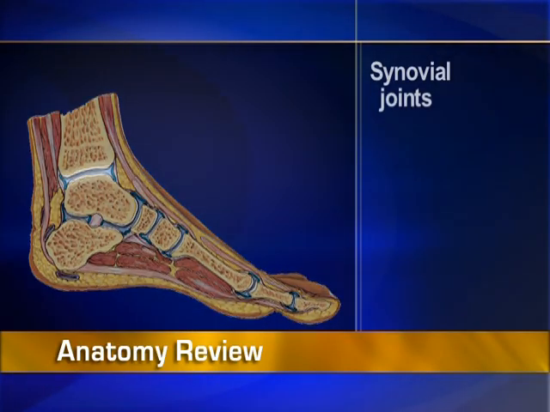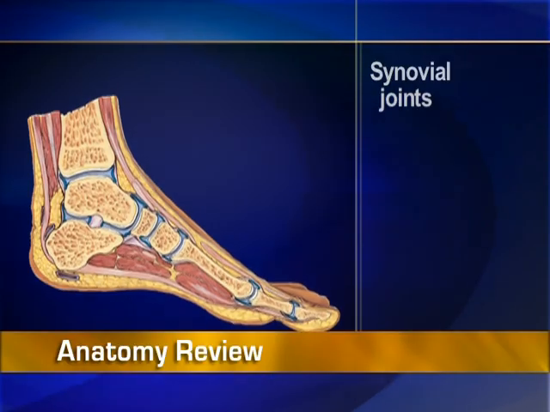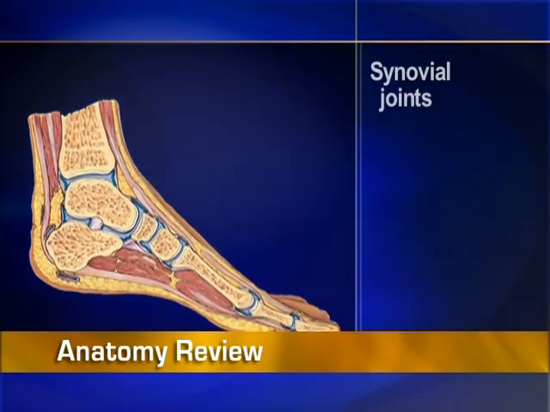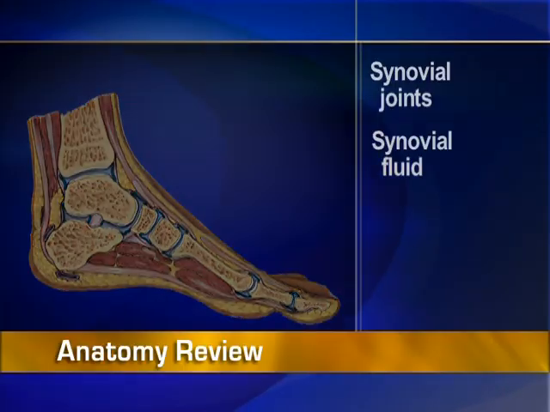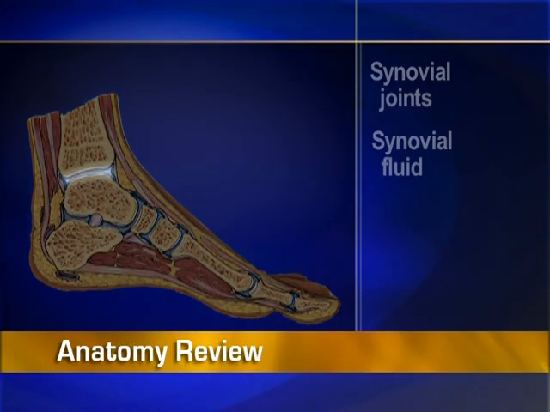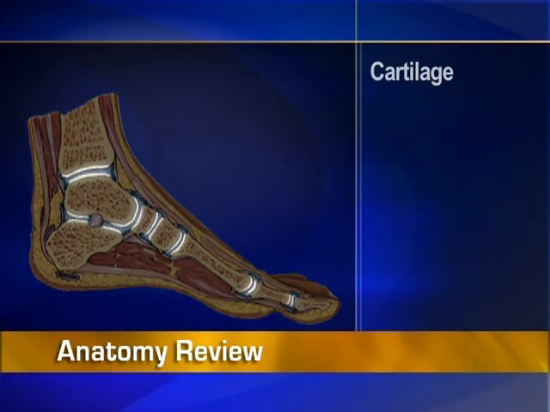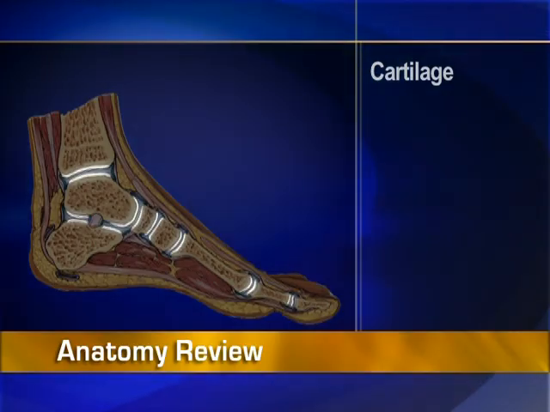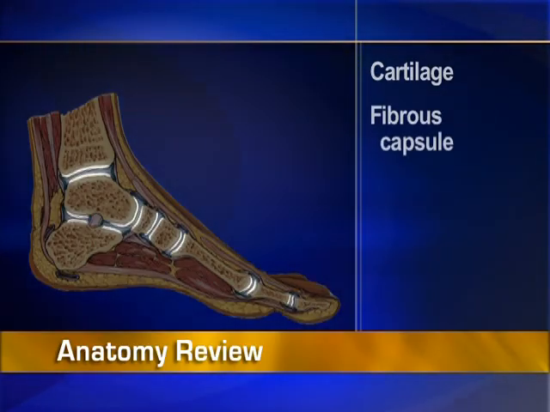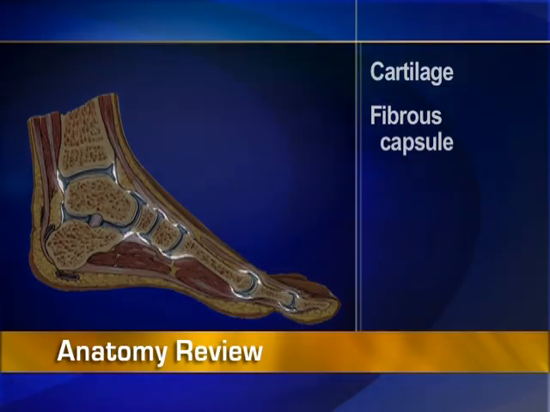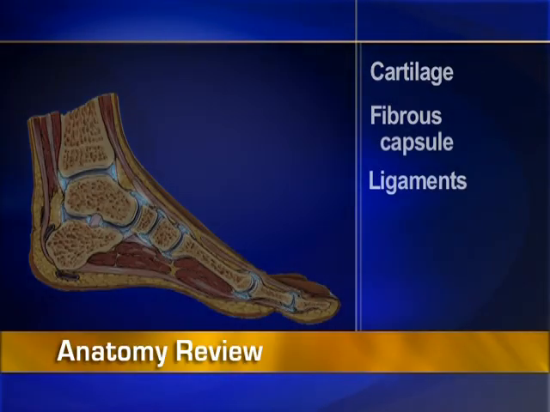Synovial joints are freely movable. They separate bones from each other and are enclosed in a joint cavity, filled with a lubricant called synovial fluid. In these joints, cartilage covers the surface of opposing bones. The joint is surrounded by a fibrous capsule and is supported by ligaments.